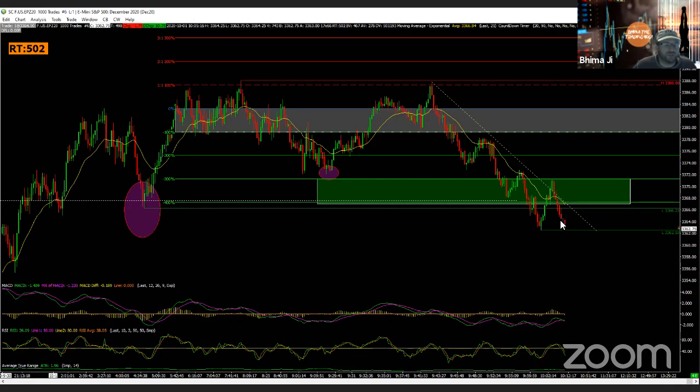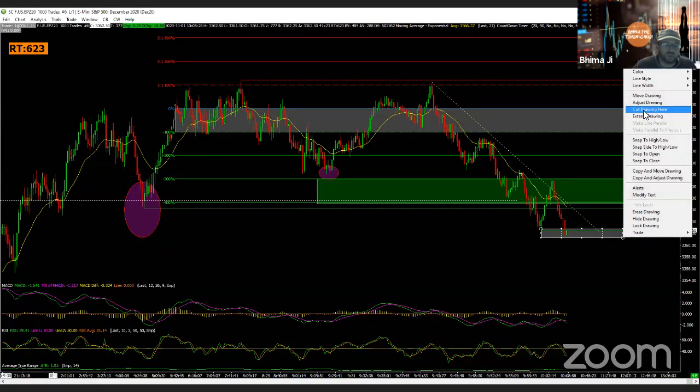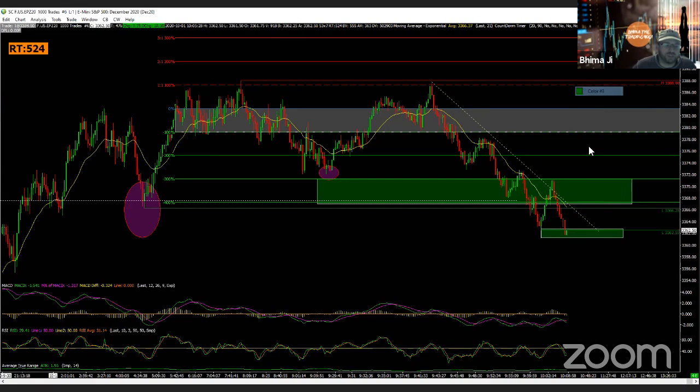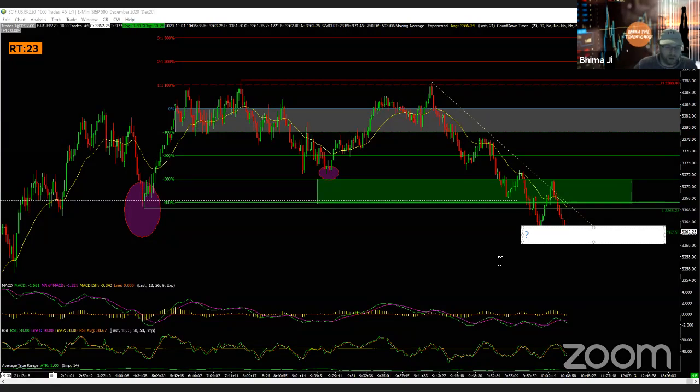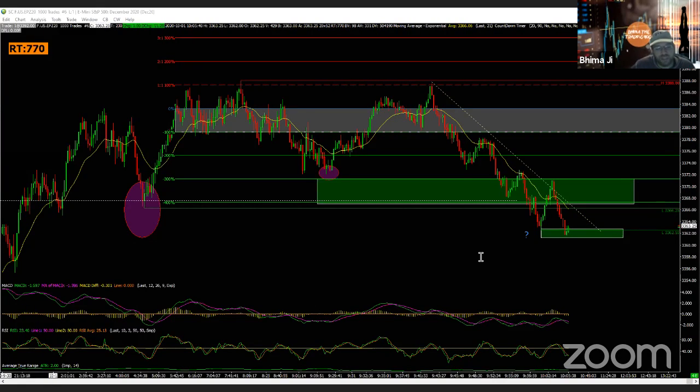All right, we're going to come and test this right here. Do we have buyers right here? We just got a small trap right here. And then will this be confirmed? Do we have buyers waiting to push the market up, giving us a pattern, and then we can take it back up?